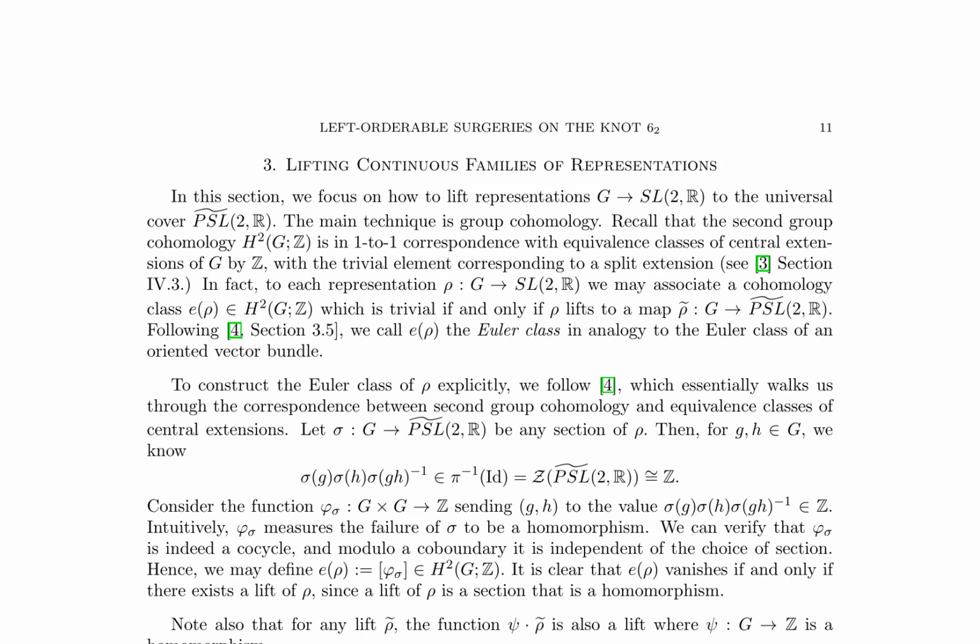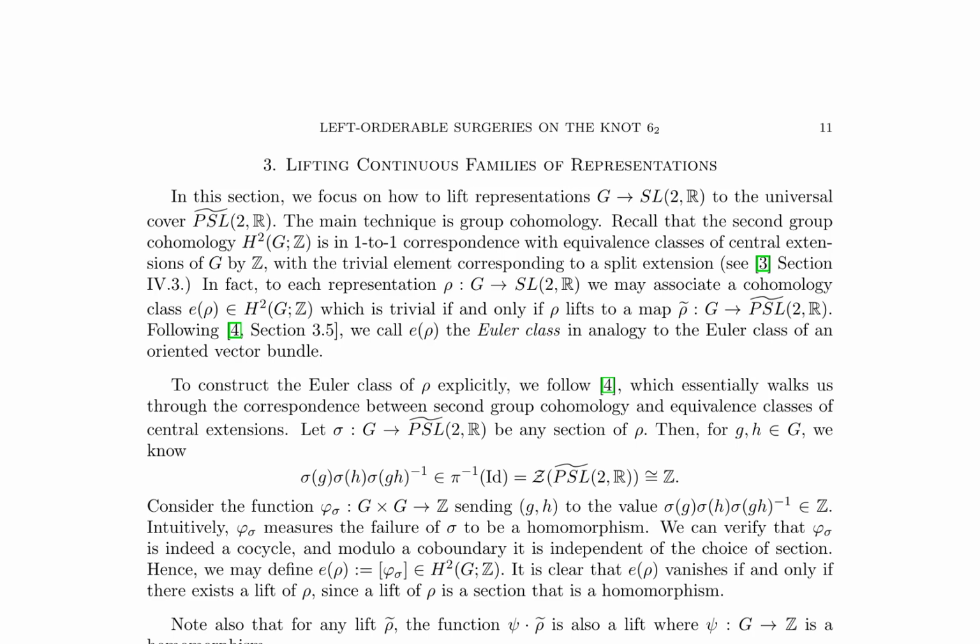This section of the paper focuses on lifting continuous families of representations from G to SL(2, R) to the universal cover PSL(2, R)~, using group cohomology. The key concept is the Euler class, which is a cohomology class in H²(G, Z) associated with a representation ρ: G → SL(2, R). The Euler class is trivial if and only if ρ lifts to a map ρ~: G → PSL(2, R)~.